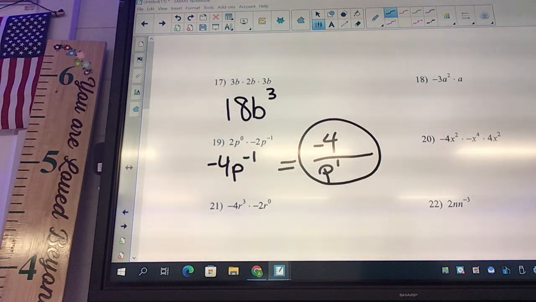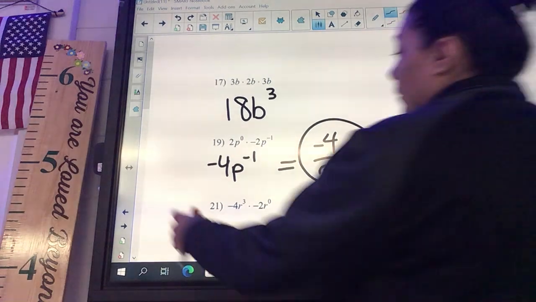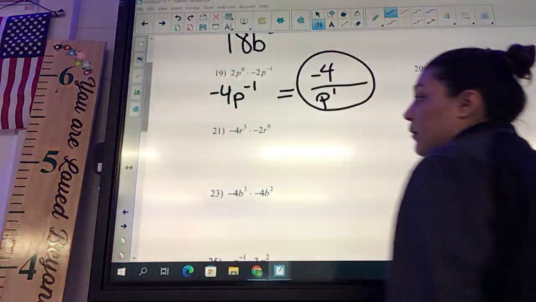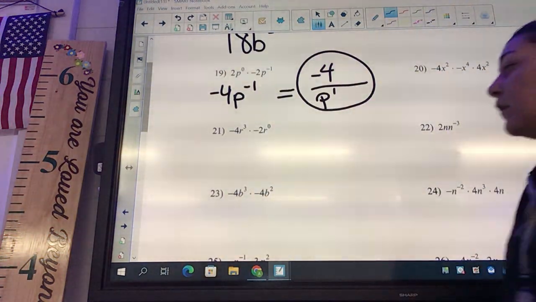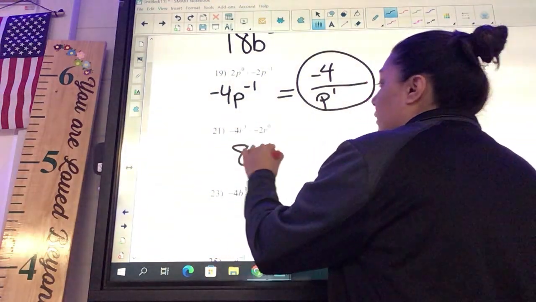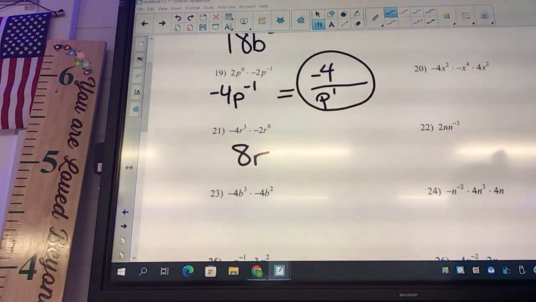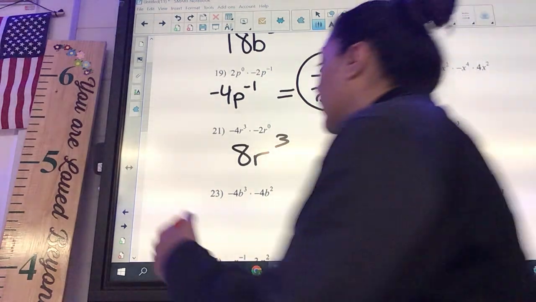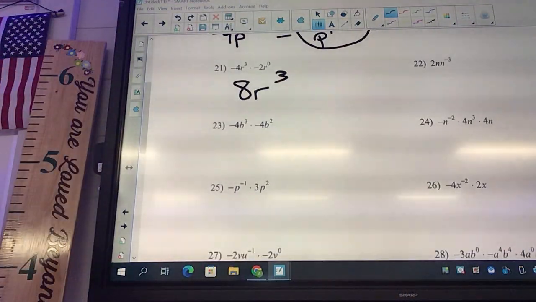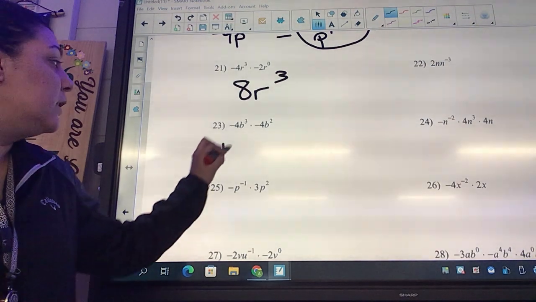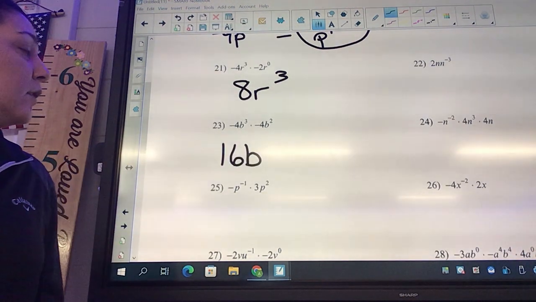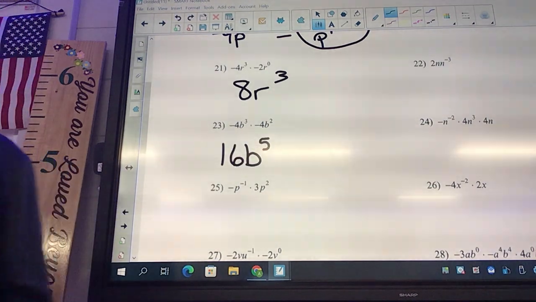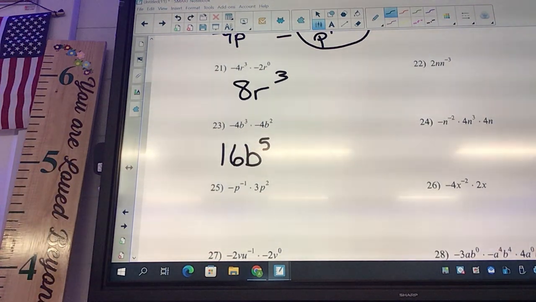Okay, look at 21. Multiply the base. What are you going to get? 8. Add the littles. 3. Do we need to convert anything? No. Okay, there's no negative, so it's done. 23. Multiply your base. 16. Add the littles. 5. Do we need to convert? No, there's no negatives. Faith, put that up.